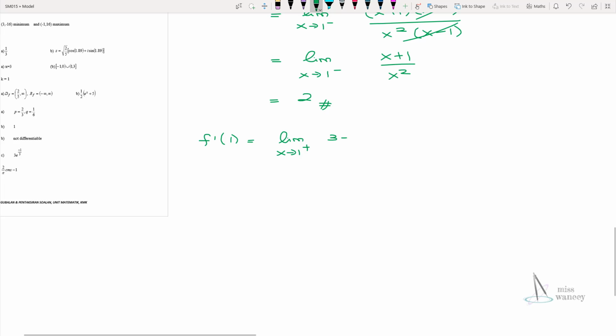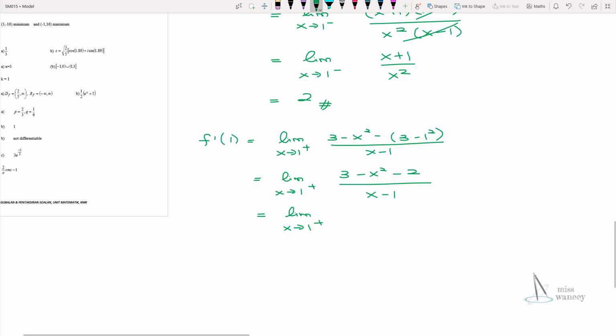Okay, so we got 3 minus x squared minus 3 minus 1 square over x minus 1. So this is the limit for x approaching 1 on the right hand side. So 3 minus x squared, 3 minus 1 is 2, so this is negative 2 over x minus 1. 3 minus 2 is 1, so I got 1 minus x squared over x minus 1. And then if you do try to substitute x with 1, we are going to get 1 minus 1, 0 over 0.